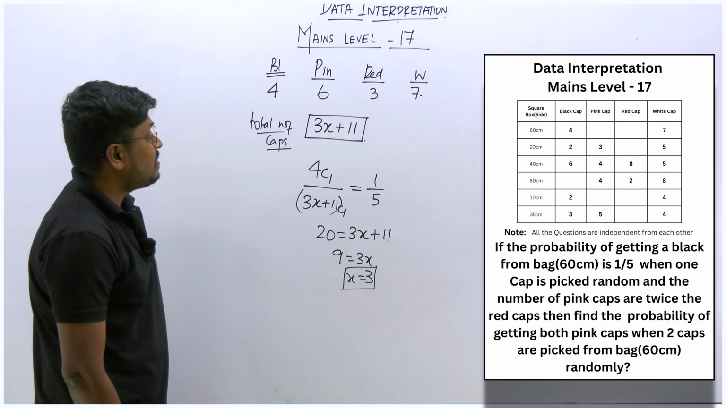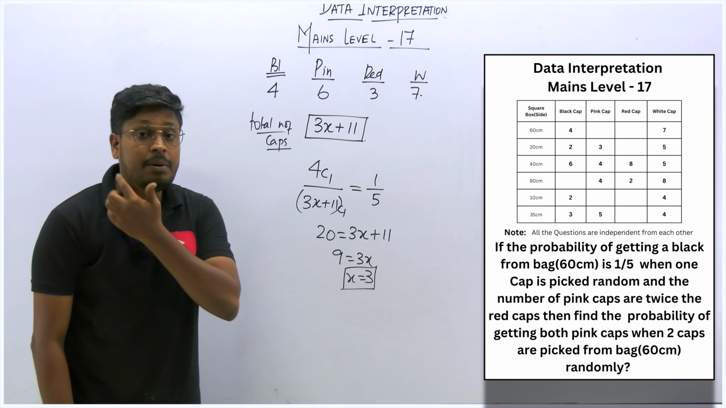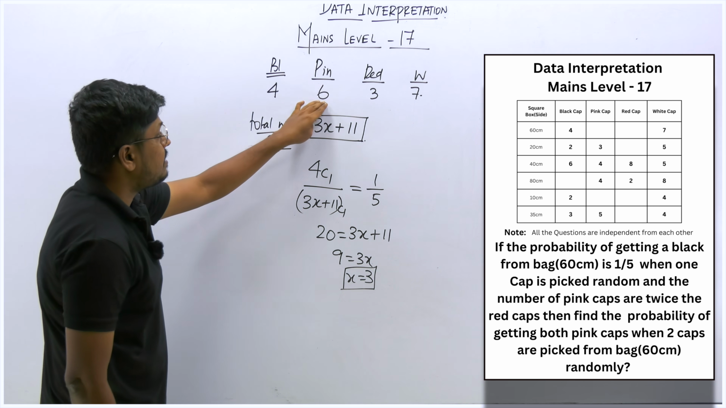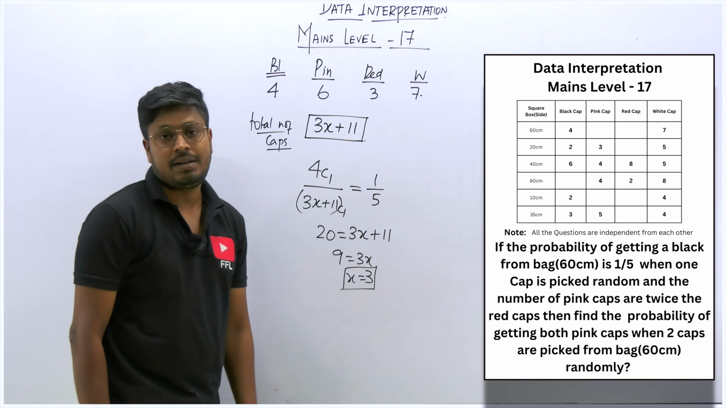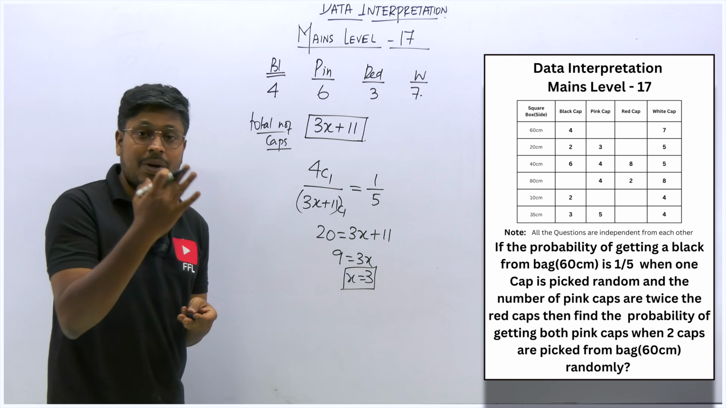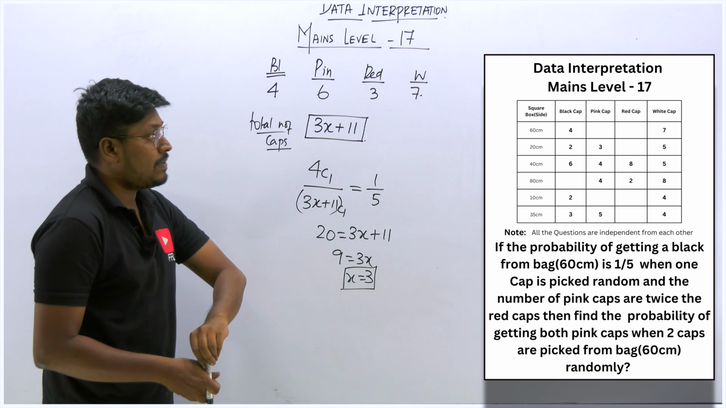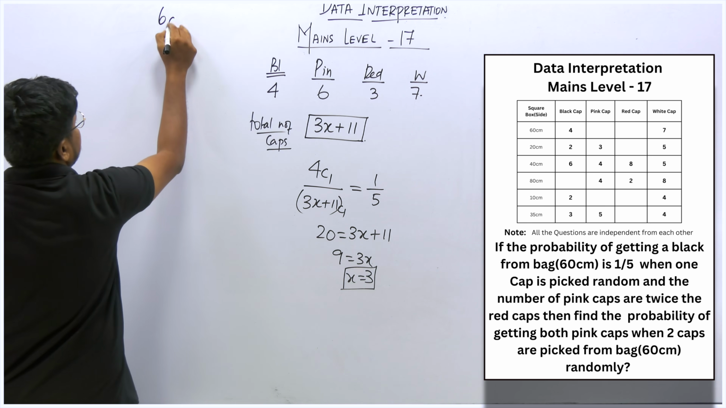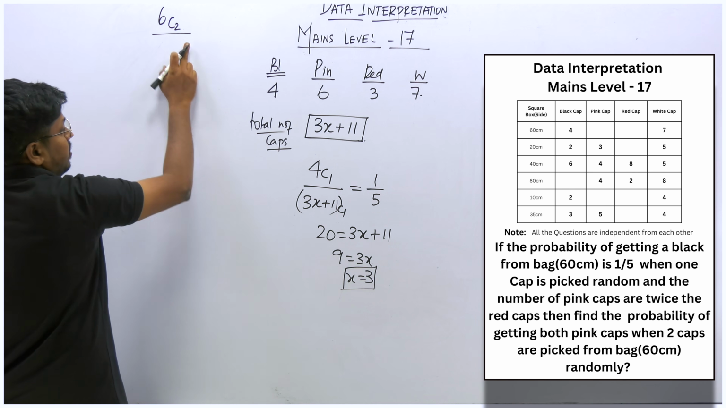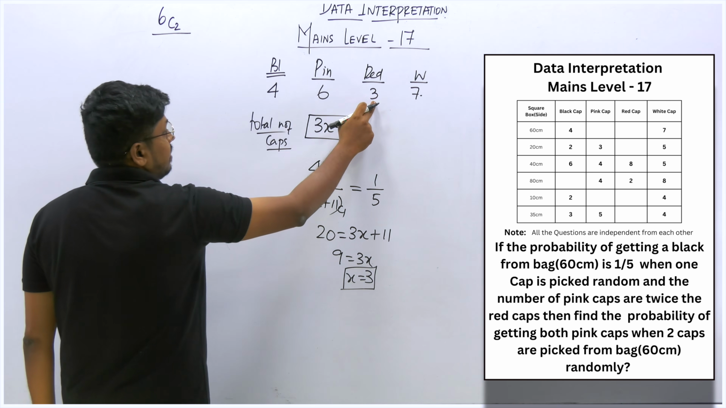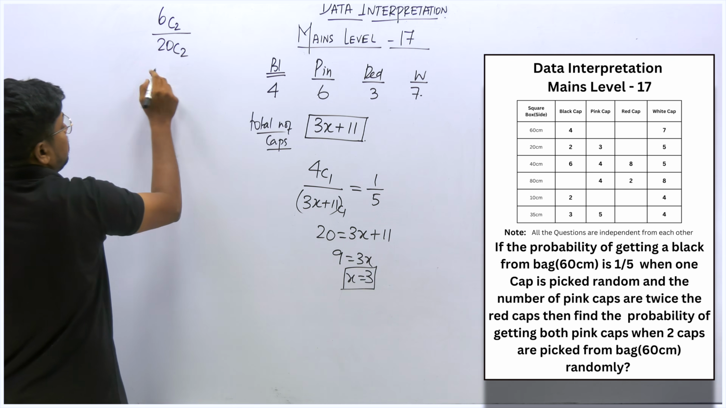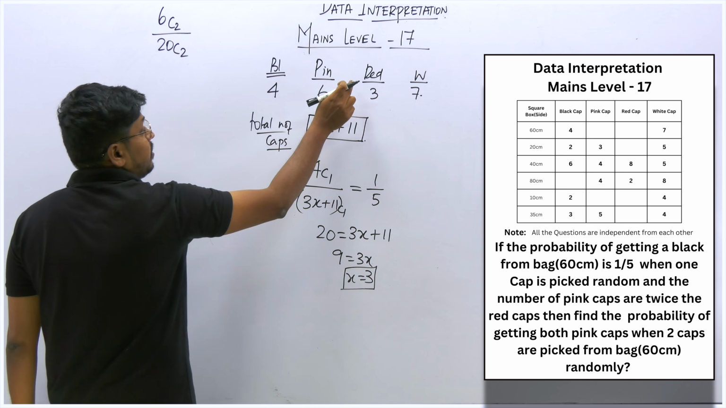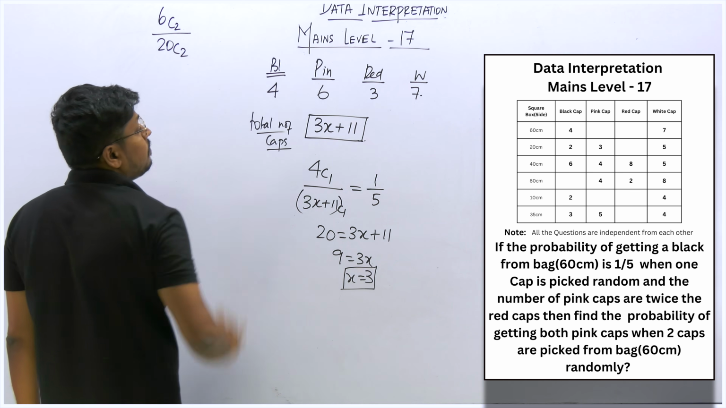So now, by using the data they have given initially, the 1 by 5 probability, we have found all the cap values inside the bag of 60 centimeter. So 4 black caps are there, 6 of pink, 3 of red and 7 of white. So now this is not the final answer. Why? Because what they are asking is the probability of taking 2 caps and both should be of pink color. So pink is how much? 6. So 6C2, both of pink color, divided by the total. So 6 plus 4 will be 10, 7 plus 3 will be 10, so total 20, so 20C2 will be the total outcome. So out of 2 caps, both the caps should be of pink color, right? Yes, both of pink color, so 6C2.